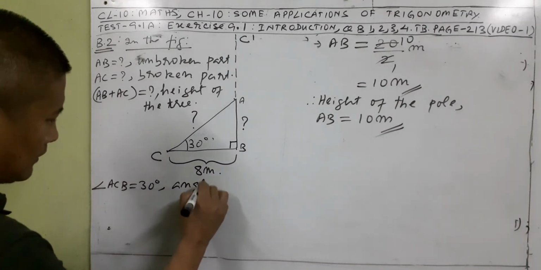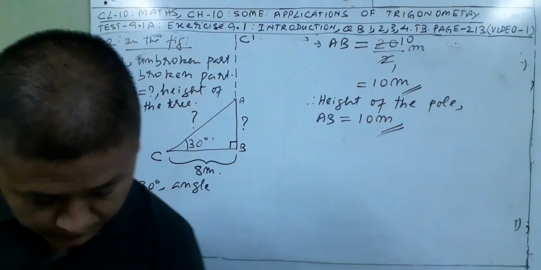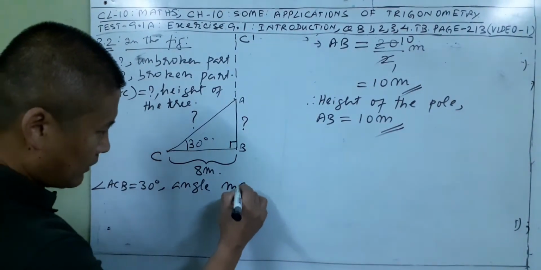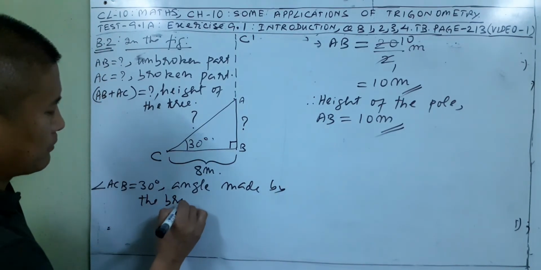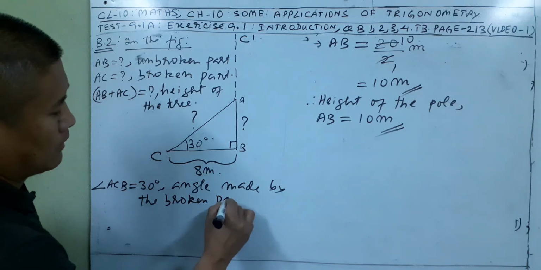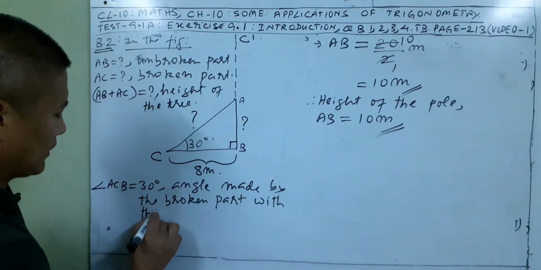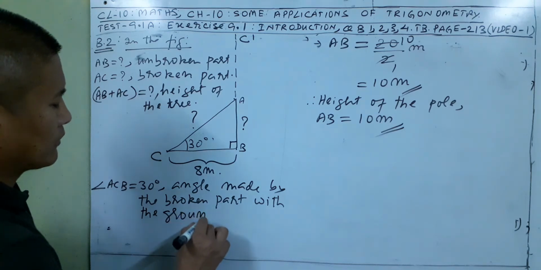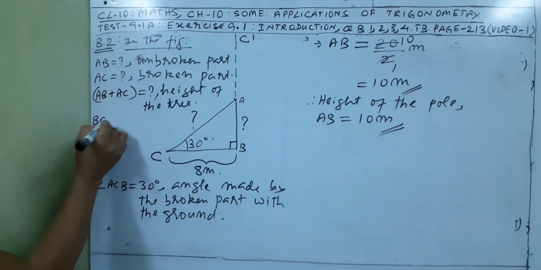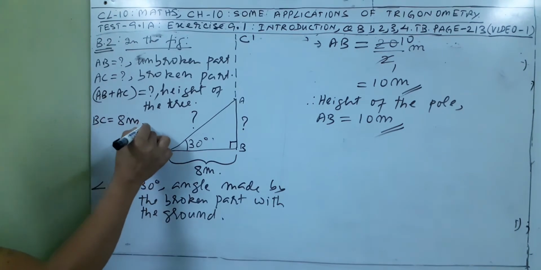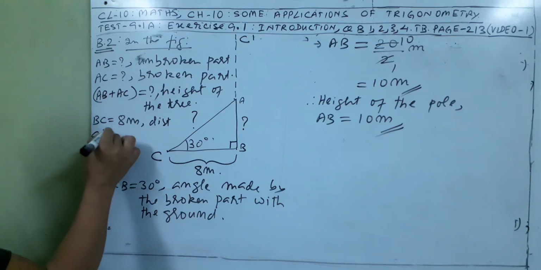Okay, the angle according to the language of the text is met by the broken part of the tree. That means the broken part with the ground. One more thing, we can just insert it here in this space: this one, BC. BC is 8 meter.